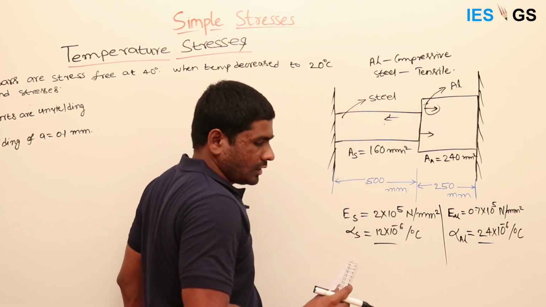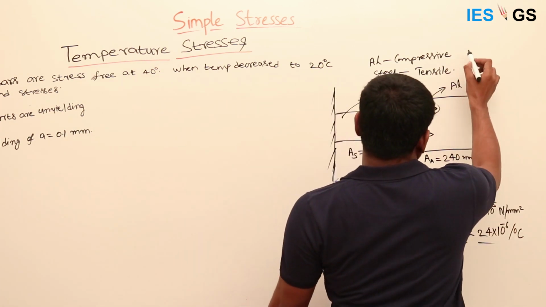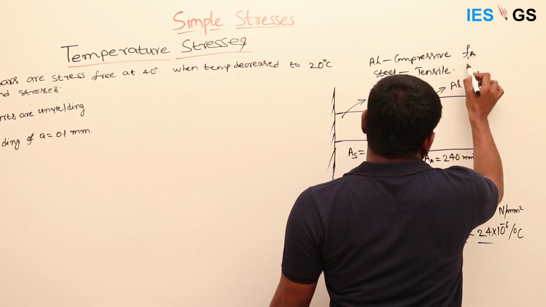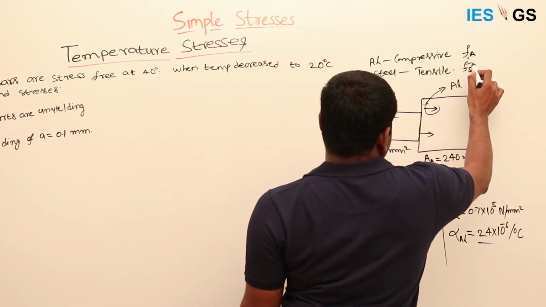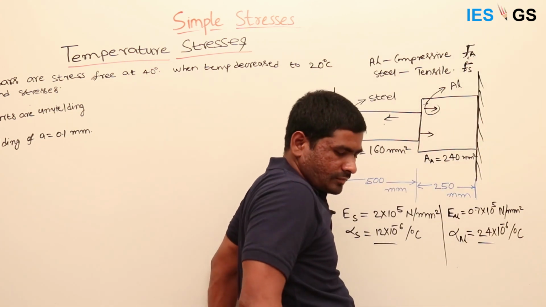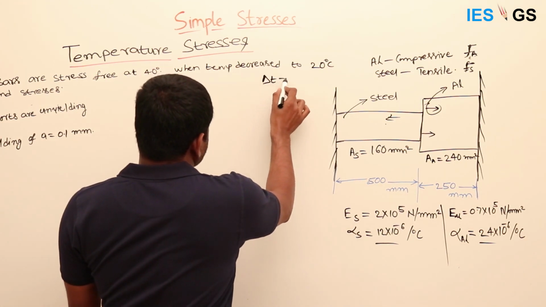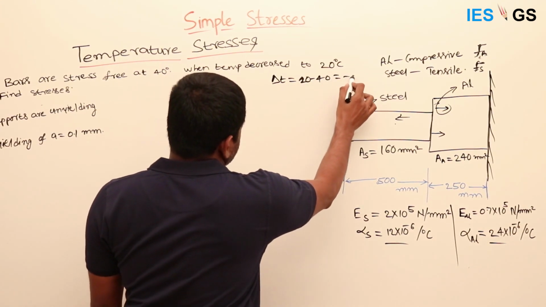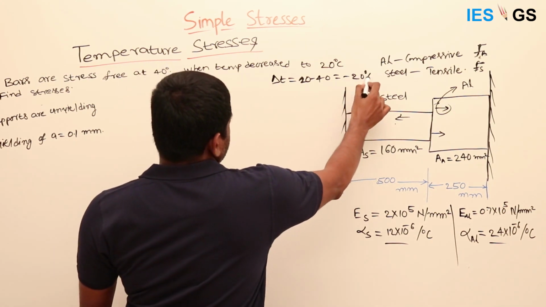Let's say this compressive force is FA for aluminum, and here Fs. Actually it's not small f, we will keep capital F, because sometimes we use small f for the stresses also, to avoid the ambiguity. And what is the dT here? dT equals 20 minus 40, that equals minus 20. Why? Because final temperature minus initial temperature, degree centigrade.